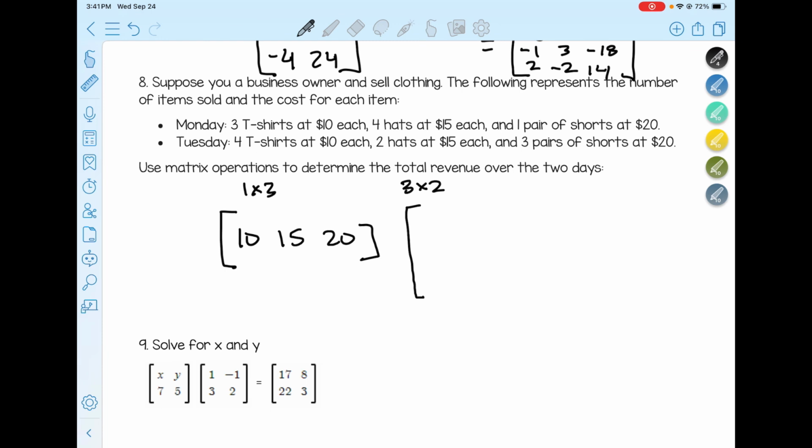Then I'm going to write the next one as a 3 by 2 with the 2 different days. So on Monday, I sold 3 t-shirts, I sold 4 hats, and 1 pair of shorts. On Tuesday, I sold 4 t-shirts, 2 hats, and 3 pairs of shorts. I'm going to go ahead and multiply those together.